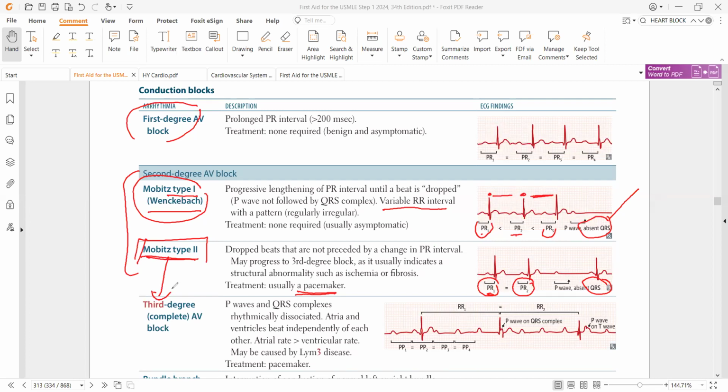Third degree AV block, right? The third degree AV block is associated, there is a high yield stuff. Third degree AV block is associated with a microorganism. Which microorganism? Can anybody name this microorganism? Yeah, Lyme disease, bacteria. Not Coxsackie virus, no. Borrelia burgdorferi. This is a bacteria, a spirochete bacteria.